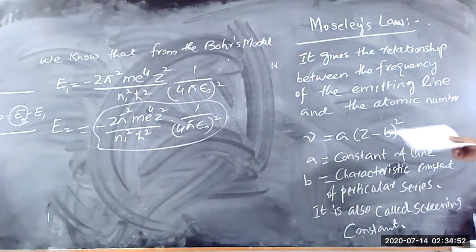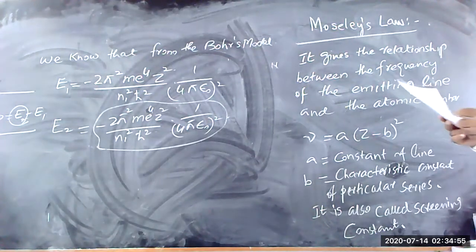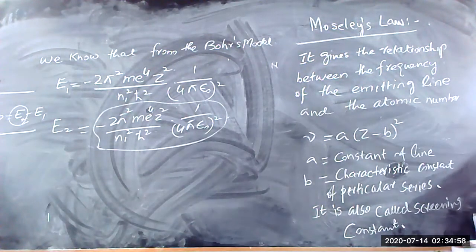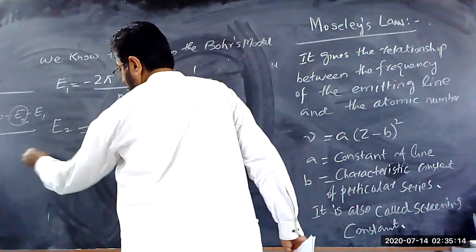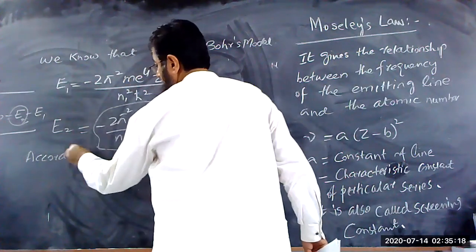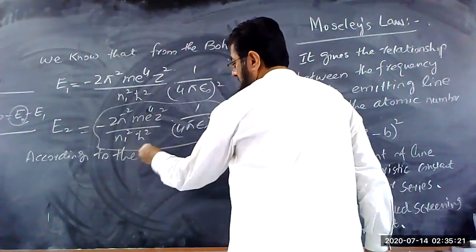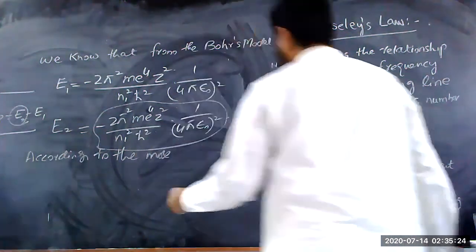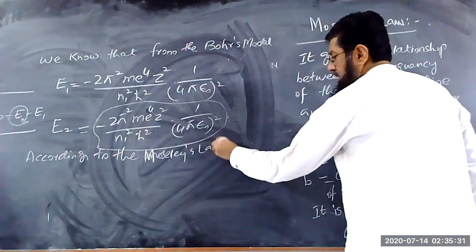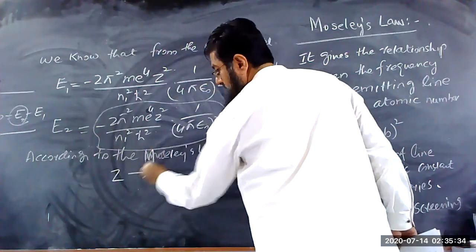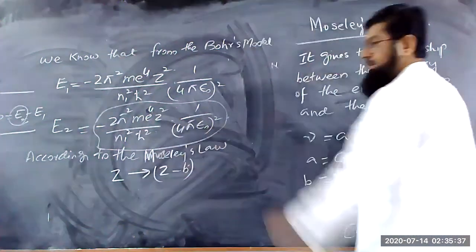So here, in the case when we are considering the effect of electrons which screen out the positive charge of the nucleus, reducing it from Z to Z minus B, we can rewrite according to Moseley's law: Z is changed to Z minus B, and this B is the screening constant.